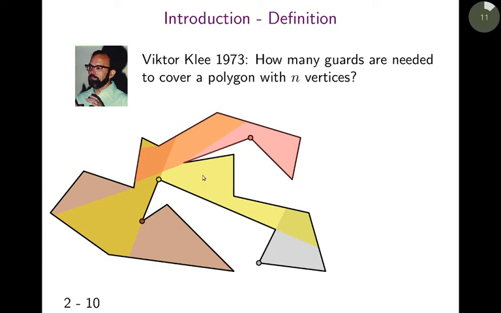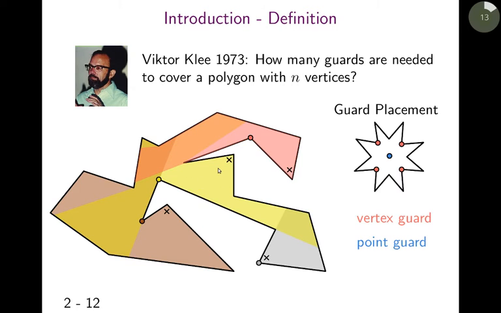But actually, only 4 guards would be needed to cover this polygon. You can see that 4 guards are necessary because no 2 of these positions here can be seen by one single guard, so you need at least 4 guards. So for this polygon, 4 would be the right answer. You could interpret this question as an algorithmic question, as a combinatorial question, but also you can interpret this question as depending on what kind of polygons you have, and so on and so forth.